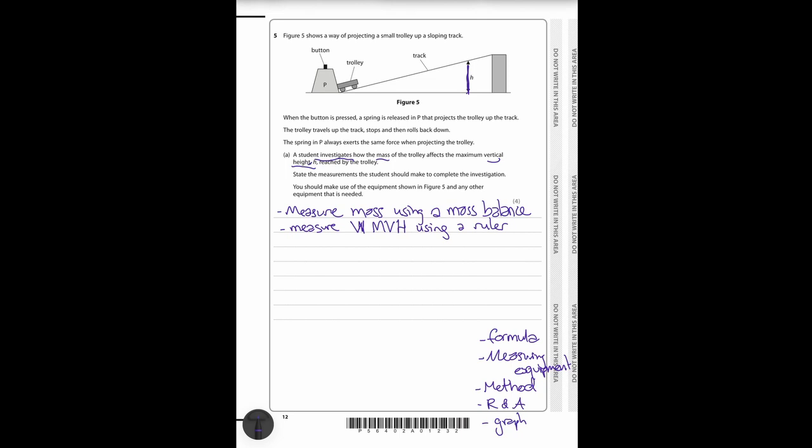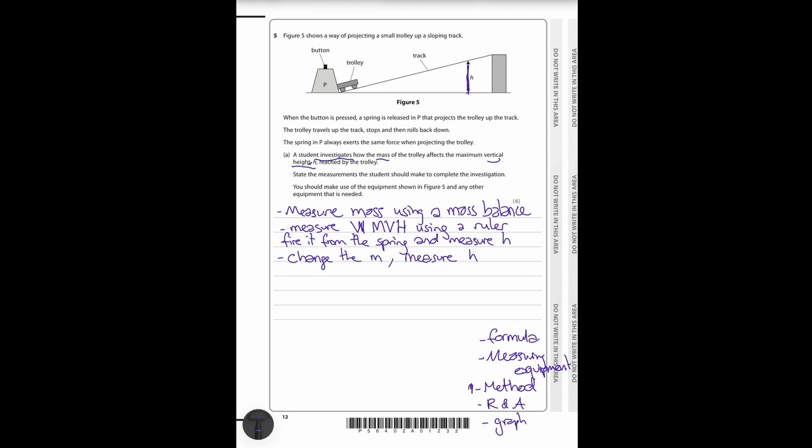So I've done that. Now I'm going to go on to the method. So what is the method going to be? I know that I'm going to fire it from the spring and just measure the height. So I'm just going to say that and measure the height. And is this one where I can say change the something and measure the something? Well, yeah, it is, because it's saying how does the mass of the trolley affect the height? So I'm going to say change the mass, measure the height, and obviously again you need to write out in full.